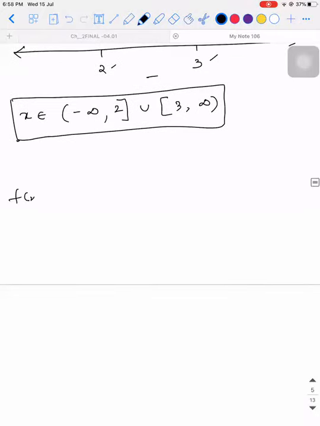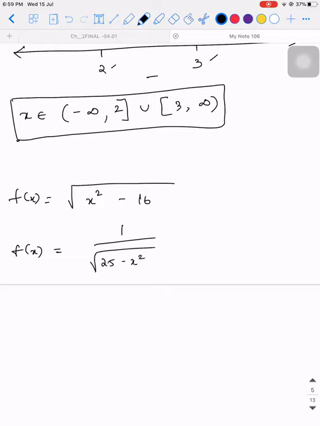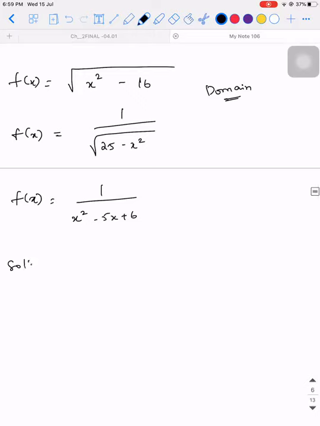Okay. Let's try to create another question. Root of x square minus 9. And I'll change the question: root of x square minus 16. Then f of x is equal to 1 by root of 25 minus x square. So find the domain for all these functions. Okay, next one is f of x is equal to 1 by x square minus 5x plus 6. So try all these 3 questions. So who wants to try? You can directly tell me, I'll write down.